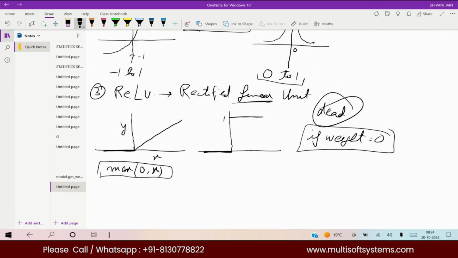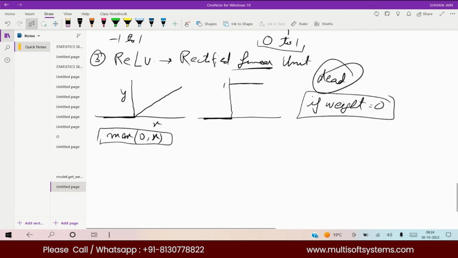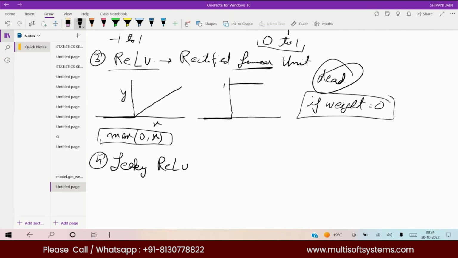Now, to overcome this dead neuron problem, scientists again scratched their heads and came up with another activation function, which is leaky ReLU. So you will be doing the same thing in your Jupyter notebook also. If you are using ReLU, firstly you will try to apply this ReLU activation function in your model. If you think your neurons are getting dead or they are not learning, right? Then you will apply leaky ReLU in that case. It solves the dead neuron problem.